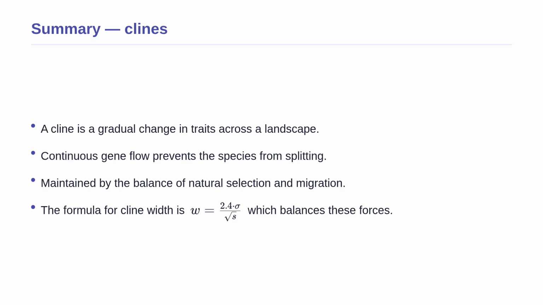We have covered a lot of ground today, so let us summarize the key takeaways. First, we learned that a cline is a beautiful demonstration of evolution, representing a gradual change in a species' traits across a physical landscape. Second, we saw that continuous gene flow is the glue that holds the population together, preventing it from splitting into different species.